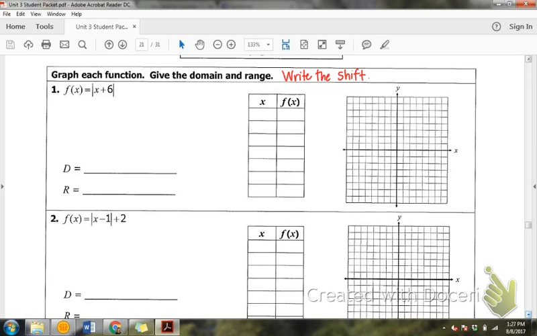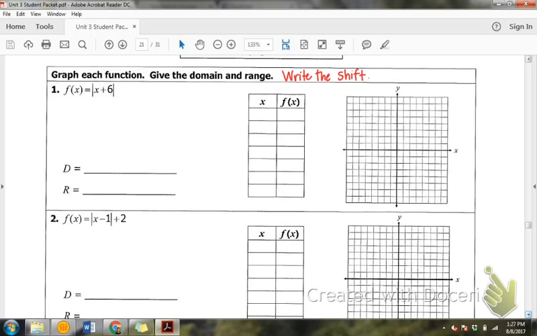Write the shift. So if there are 2 shifts, you're going to say horizontal shift of +3, vertical shift of -2, whatever it is. Okay? So not only are you going to graph it, finding the vertex, you're going to give me the domain and range, and then you're going to tell me what the shift is. That is part of your grade. So if you don't tell me that, you're going to miss points.